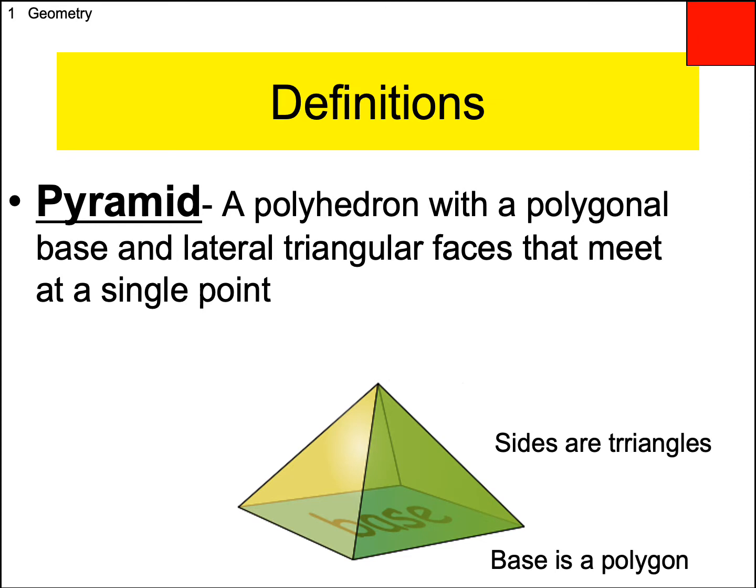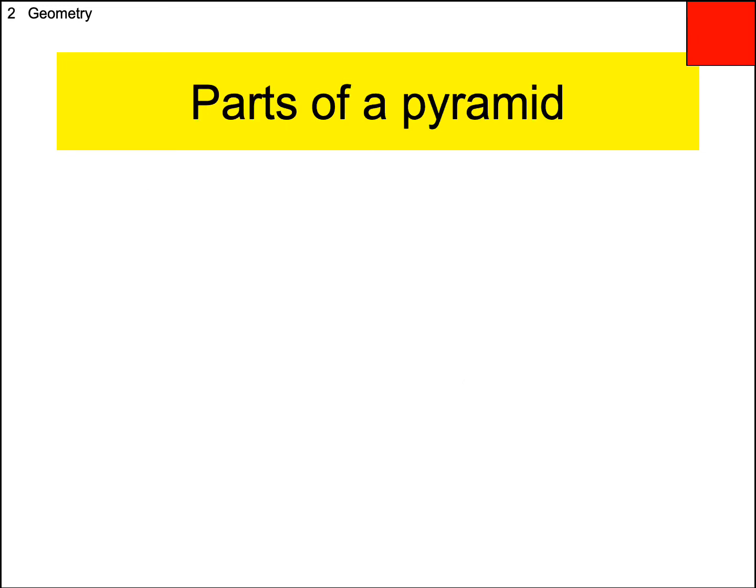But compare and contrast this to the prism. Remember, a prism has, well, it has polygonal bases as well too, but the sides are parallelograms or rectangles. Okay, but the sides are triangles. All right, so we're going to name the parts of a pyramid. So here is, let's see, that is a.